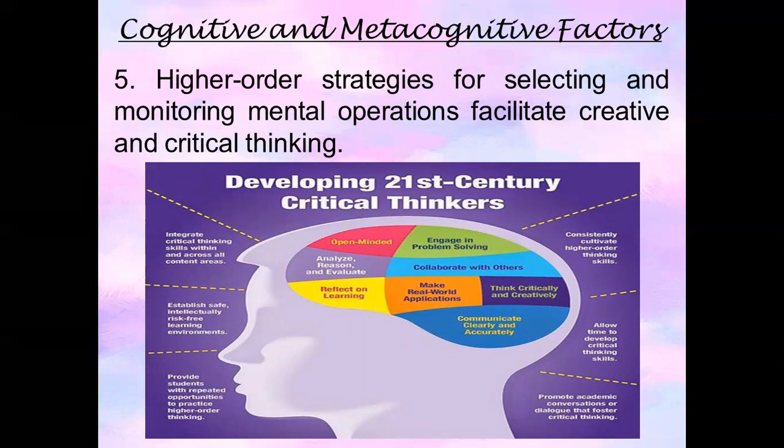So these things are under metacognitive already. Make real-world applications, reflect on learning, think critically and creatively, communicate clearly and accurately. So for the 21st century learners like you, you need to have this critical mind for the higher order thinking skills that you will be facing right now, okay? One of the most challenging roles of us teachers, or you in the near future, is to develop among their learners higher order thinking skills.